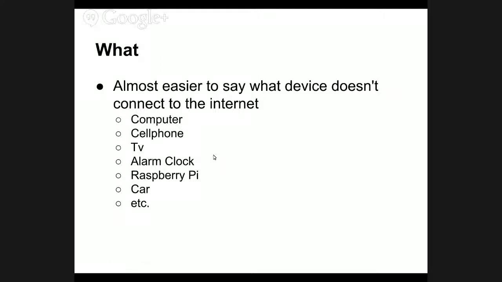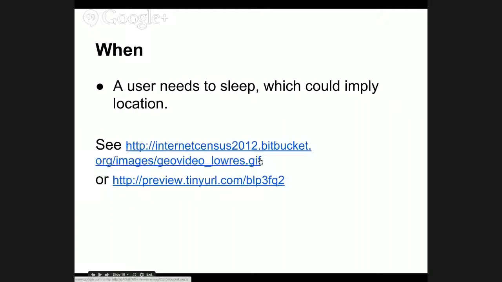As far as what, it's almost easier to say what device doesn't connect to the internet: your computer, cell phone, TV, alarm clock. If you have a new Raspberry Pi, that's awesome. If you have a car, there's a couple of Ford ones that actually connect to the internet for you, trying to give you directions and all that other stuff. And also, they can send you alerts that your car needs maintenance. That type of stuff is what we're talking about here. And the reason why I care about what is because you can identify them.